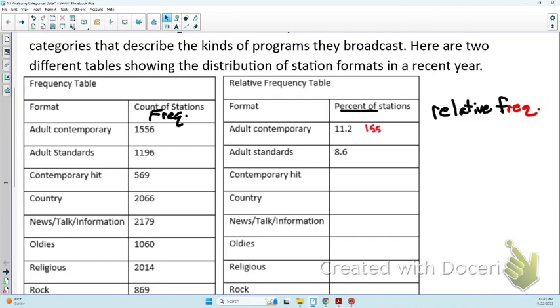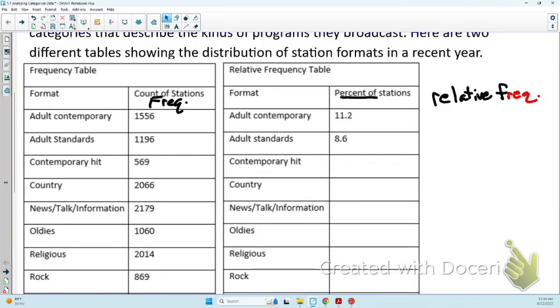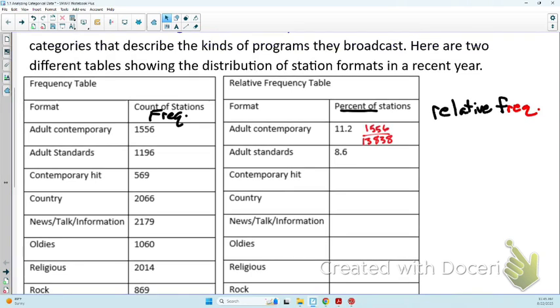We would go 1,556 divided by 13,838. Let's look. Yeah. And when you do that, you get 0.112. I actually took mine to the 4th place value when I did it. I recommend 4 place values. So maybe try and do the rest of these. You're going to go 1196 divided by 13,838, 569 divided by that total.